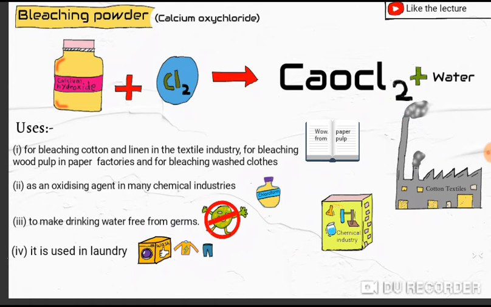To make drinking water free from germs. As you can see, the world is covered by salty water, and only about 2% or nearly 1% of water is drinkable. In swimming pools also, some bleaching powder or chlorine tablets are added so that they can kill germs and bacteria.